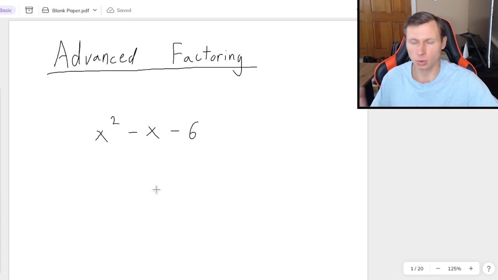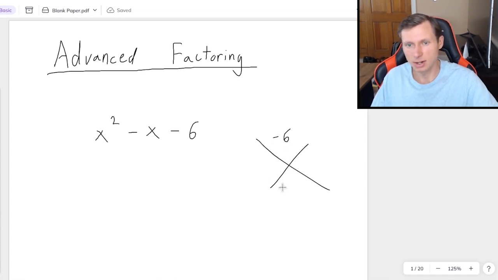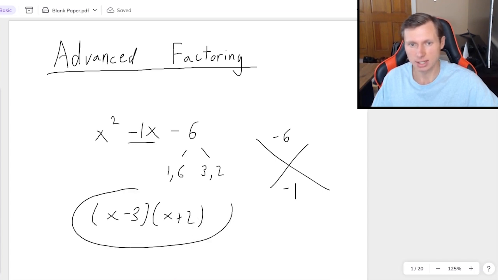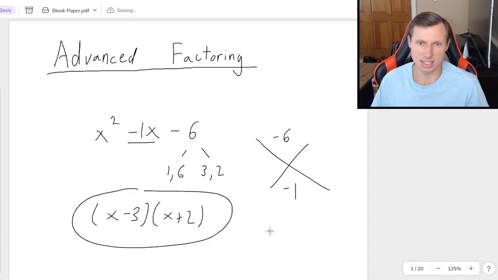The way we factor normal equations like this, some of you learned this x method, where you'd put the -6 up here and the -1 down here. But personally, I don't do it that way. I do something very similar. I list out all the factors of 6, which are 1 and 6 and 3 and 2, and then I need them to add up to -1 because that's what's in the middle, which means that x minus 3 and x plus 2 is the correct factorization for that easy problem.